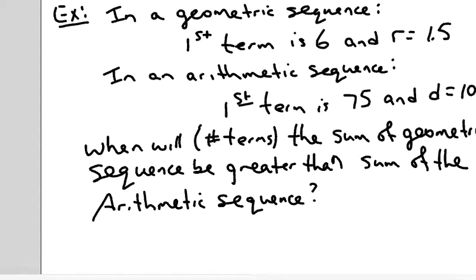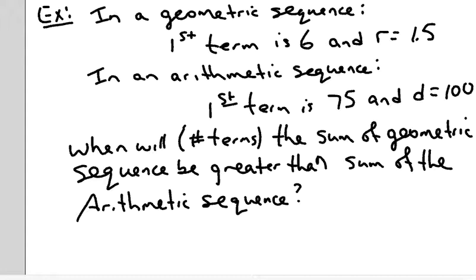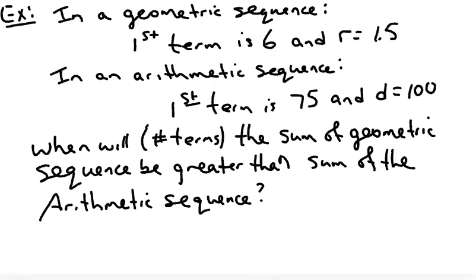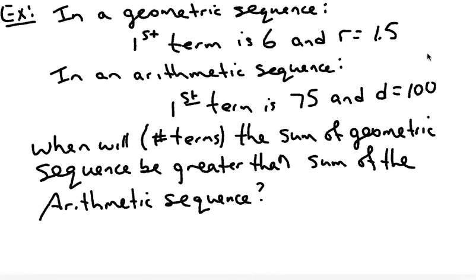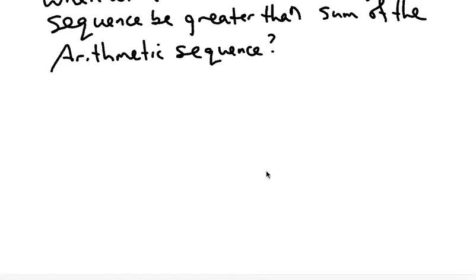Geometric sequence, the first term is 6, and the common ratio is 1.5, and arithmetic sequence, the first term is 75, and the common difference is 10. Yep, that's not right. The common difference is 100. When will the number of terms, so we're trying to find the number of terms again, the sum of the geometric sequence be greater than the sum of the arithmetic sequence? Okay? So we've got that. And let's just move this down a little bit.